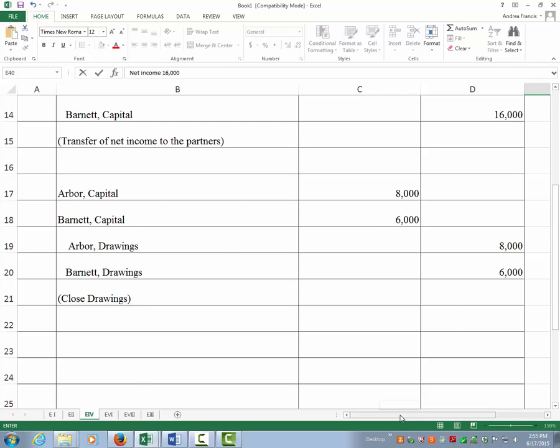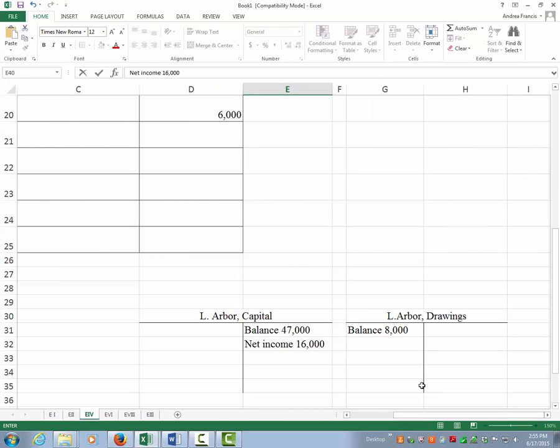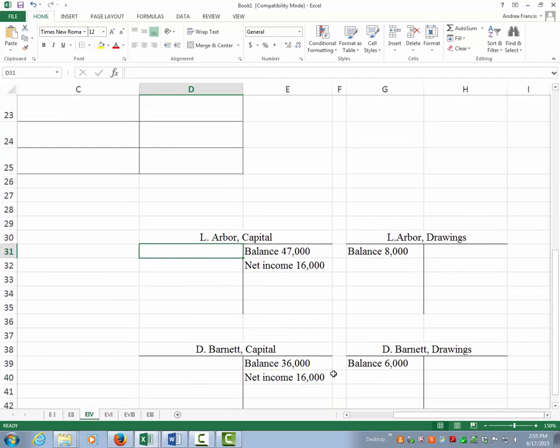And then going to the next journal entry, we see that we debited the capital accounts and credited drawings. So we do the same on our T accounts. We are going to debit the capital account for the drawings amount, which for Arbor is 8,000. We are decreasing Arbor's account because Arbor took money out of the business. And then Arbor's drawings account also has to be closed. So we are going to close the drawings account with 8,000.